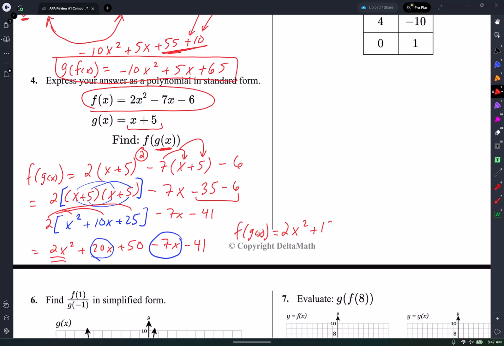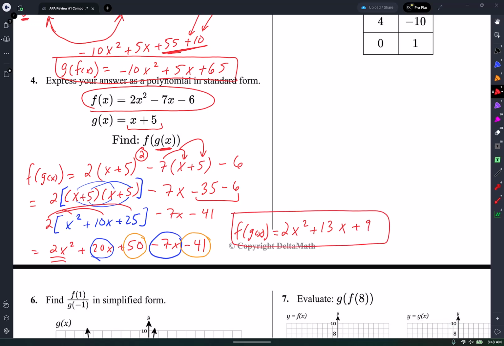So plus 13x. And then I guess I'll do it with burnt orange. I'm going to burnt orange the 50 and burnt orange the minus 41. They have opposite signs. So the difference between 50 and 41 is 9, and the 50 is bigger, so plus 9. And there it is. I don't see any mistakes.